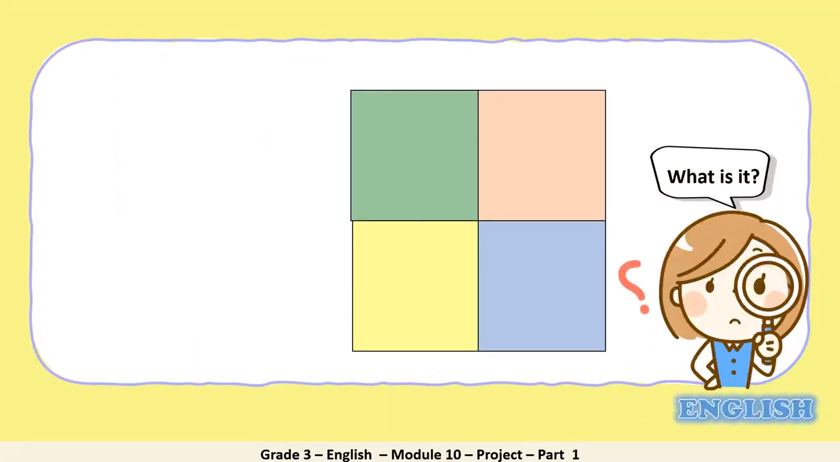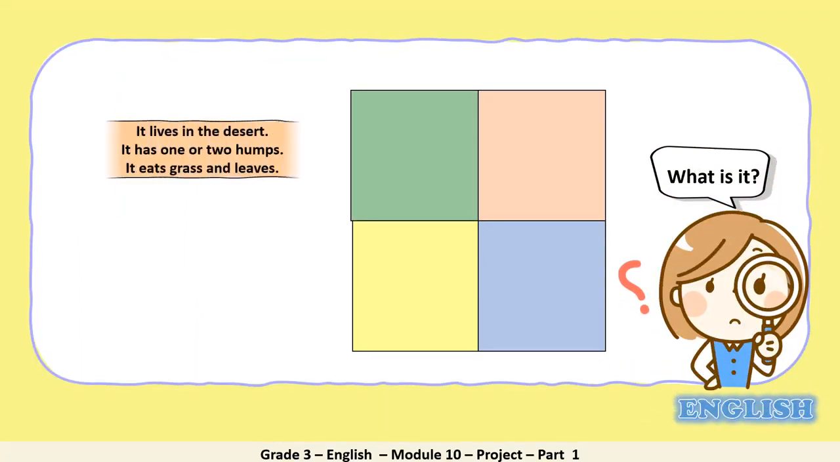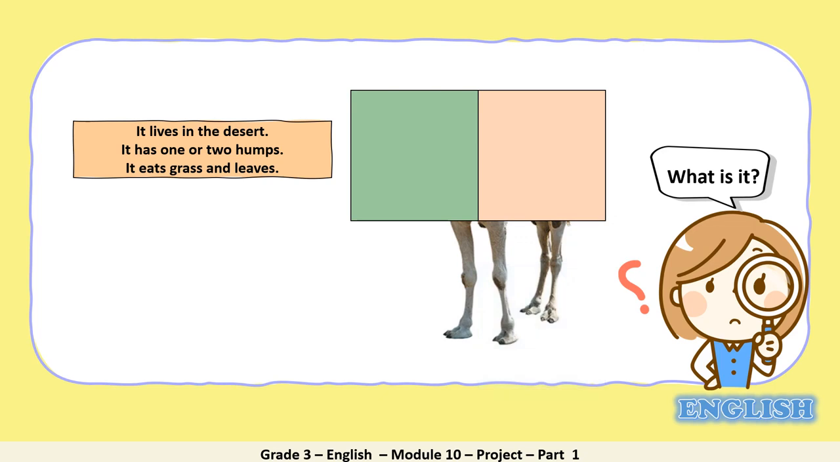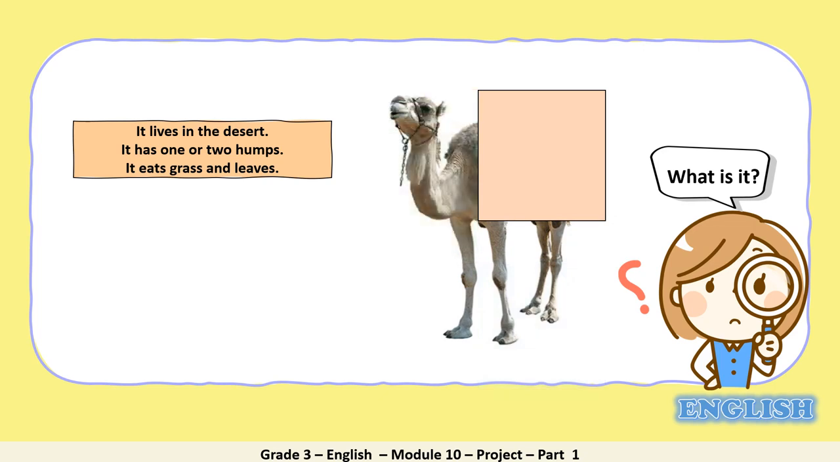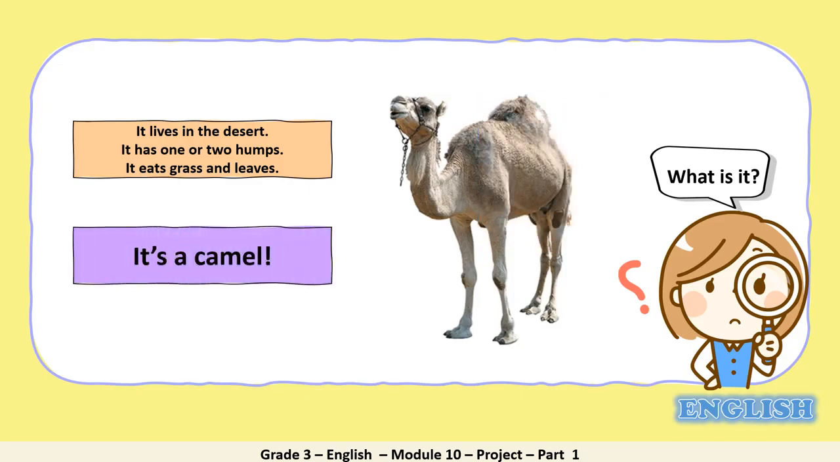Let's see if you can find out the next one. It lives in the desert. It has 1 or 2 humps. It eats grass and leaves. What is it? It's a camel. Great!